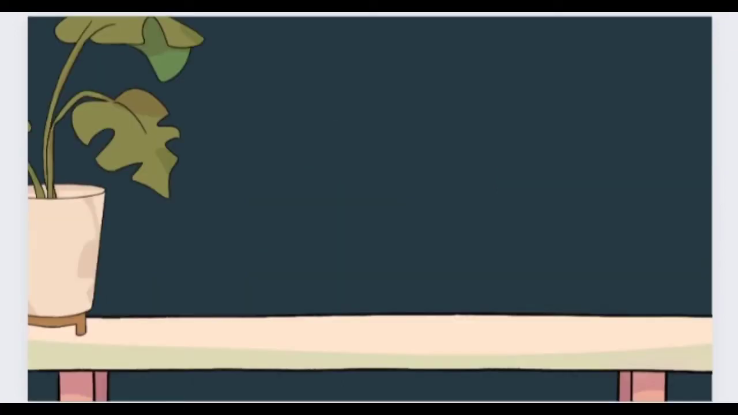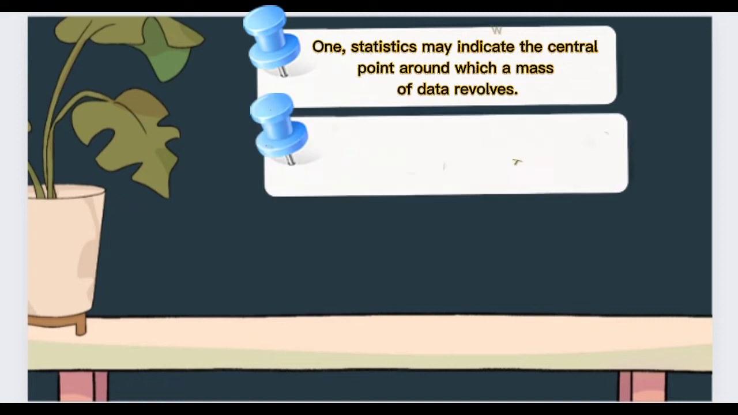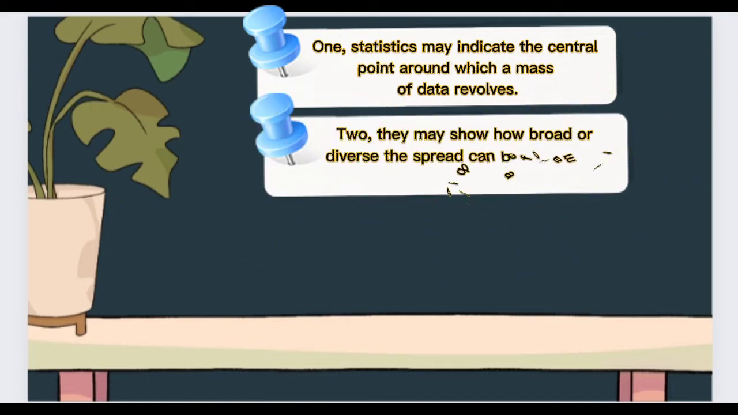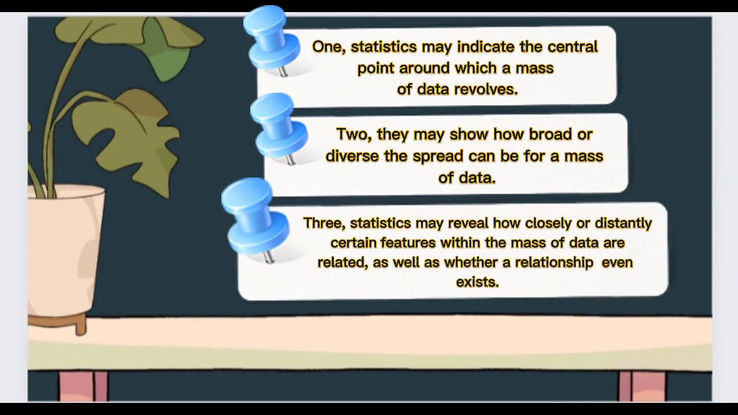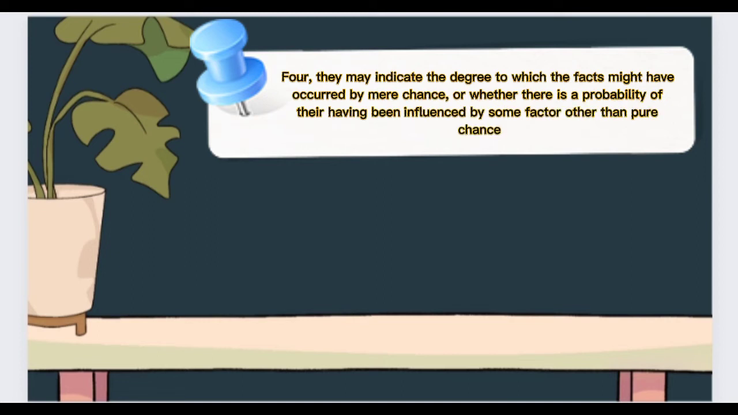Generally speaking, statistical analysis may be used to accomplish four basic purposes. 1. Statistics may indicate the central point around which a mass of data revolves. 2. They may show how broad or diverse the spread can be for a mass of data. 3. Statistics may reveal how closely or distantly certain features within the mass of data are related, as well as whether a relationship even exists. 4. They may indicate the degree to which the facts might be occurred by mere chance, or whether there is a probability of their having been influenced by some factor other than pure chance.